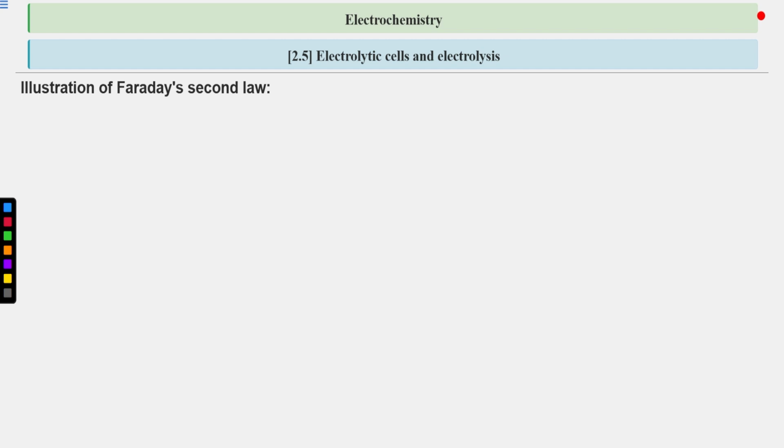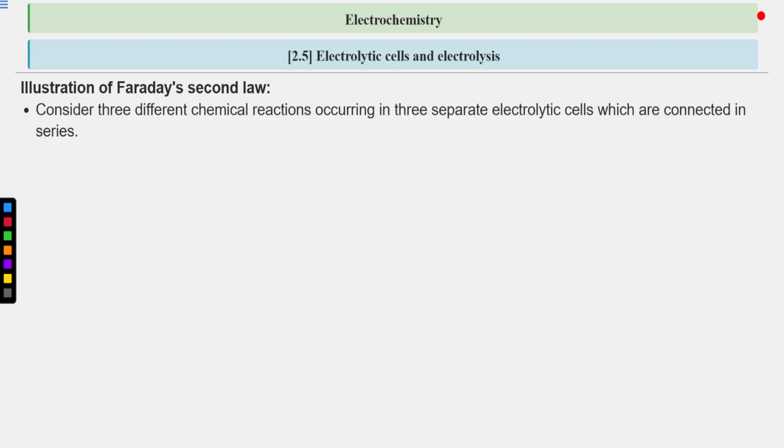Now let's talk more about Faraday's second law. So, an illustration of Faraday's second law. Consider three different chemical reactions occurring in three separate electrolytic cells. Again, we are considering here three separate electrolytic cells. So this is the solution of the electrolyte.